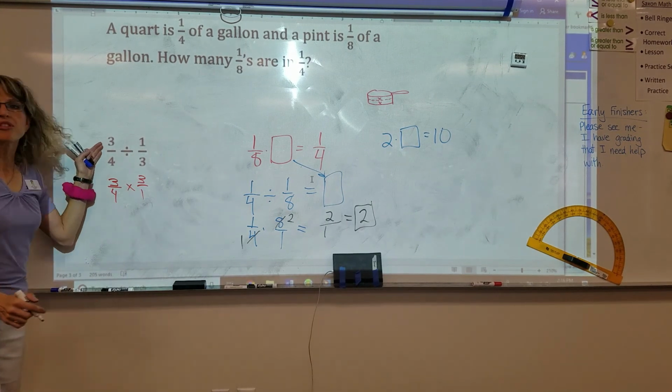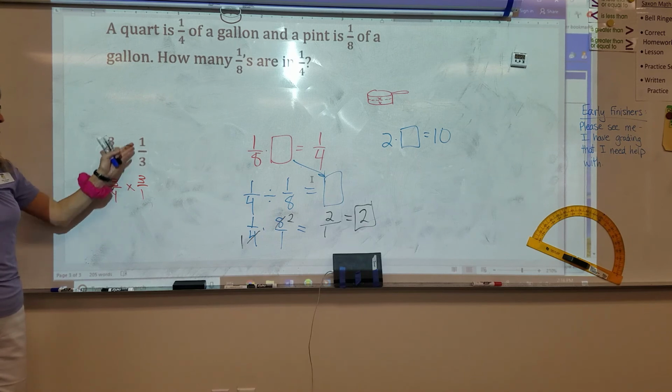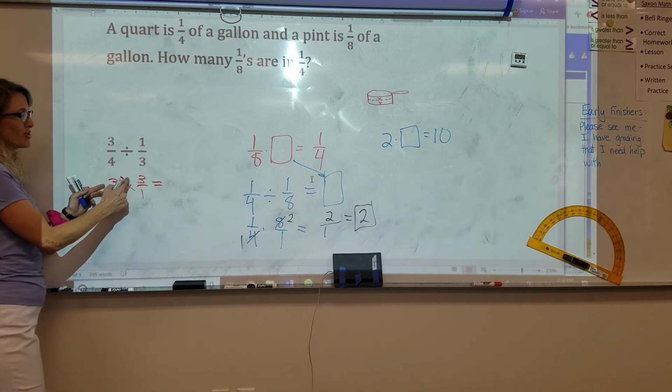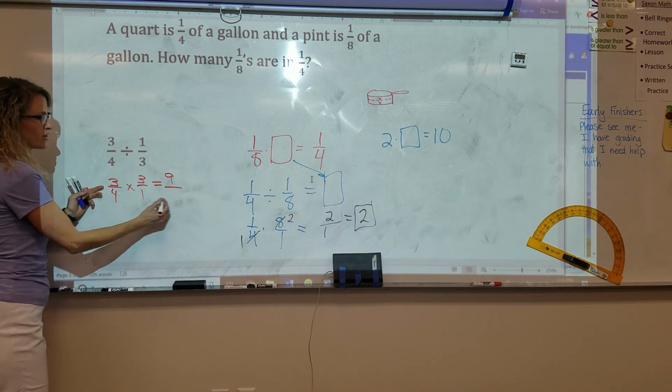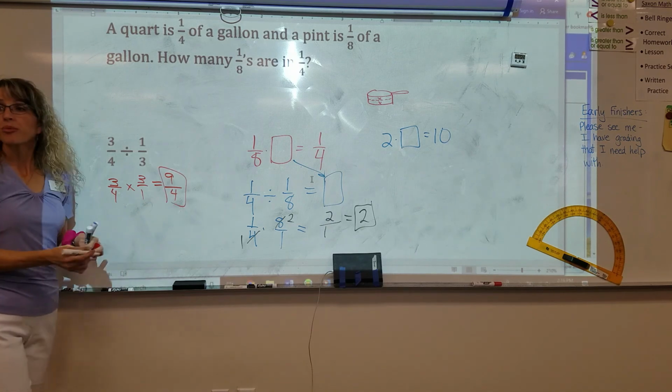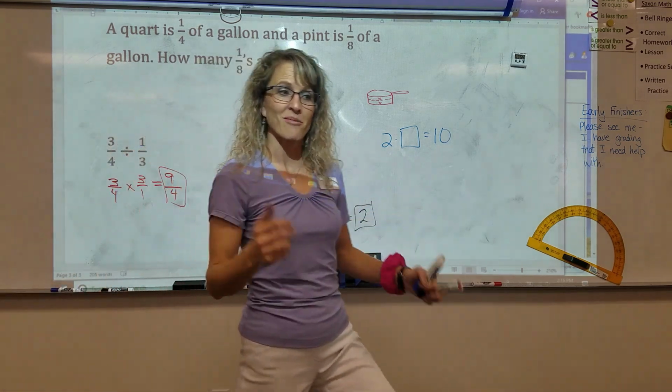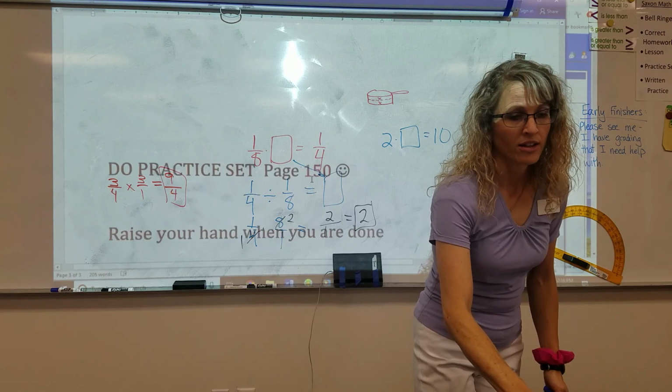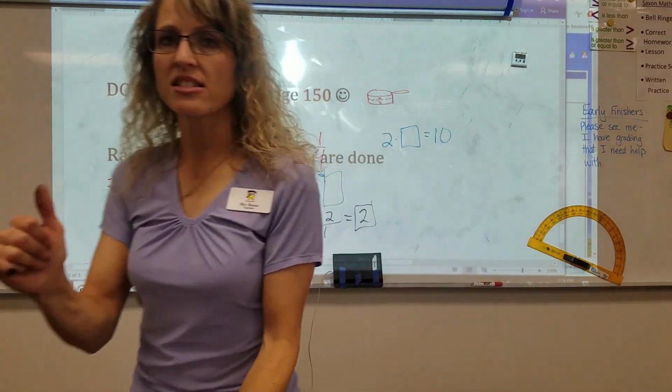Okay, so we copy the first one, change the division to a dot, flip the second one, multiply straight across. So 3 times 3 is 9. There's your 4 times 1 is 4. And improper is okay in course 3. You can leave it just like that, 9/4. Page 150. You guys did awesome.